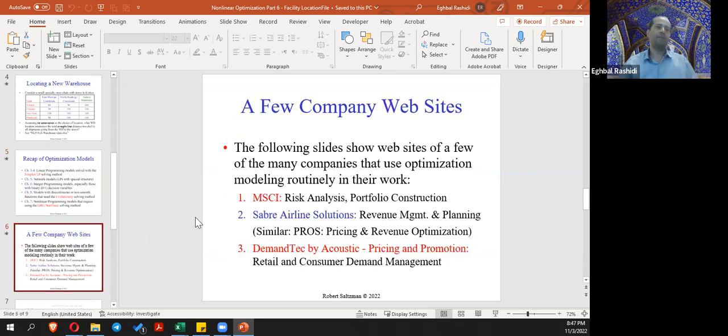And for the rest of this lecture, I have given you three examples of some companies that use optimization models. We don't have enough time to go over it, and it's not that important for the exam, just for your information. So I think we are done here. Any question?